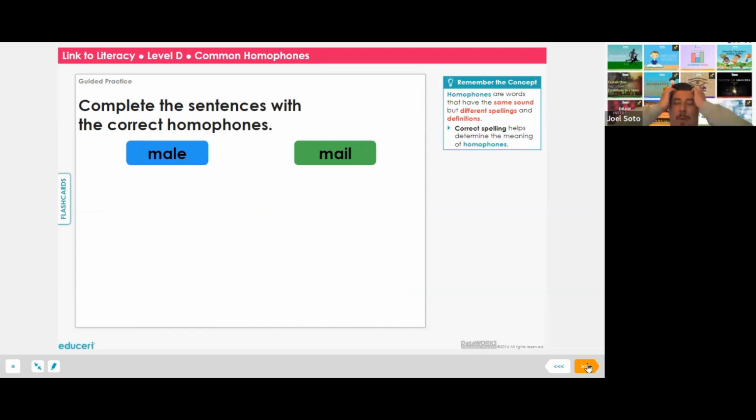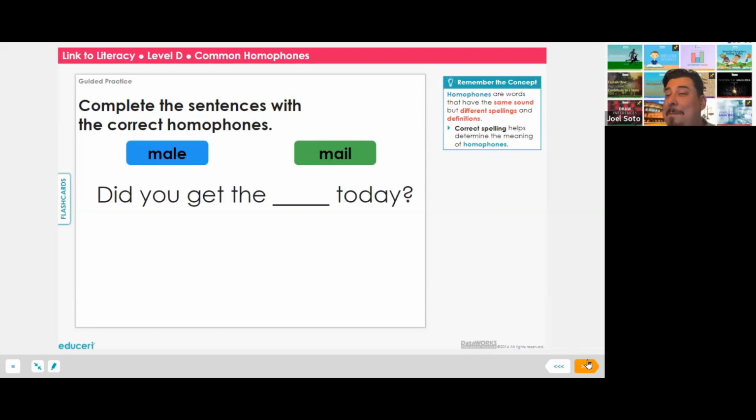Okay, game time, whiteboard's out. Complete the sentences. Everybody get ready to write male or mail, said the exact same way. Did you get the blank today? 1, 2, 3, write on your whiteboards. 1, 2, 3, chin it, show me your whiteboards. Okay, 2 points for team A.